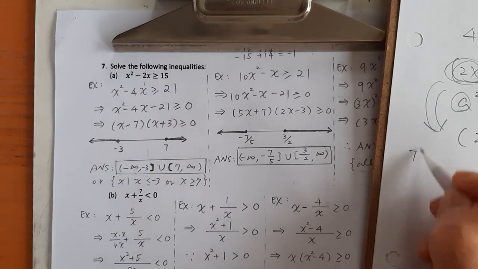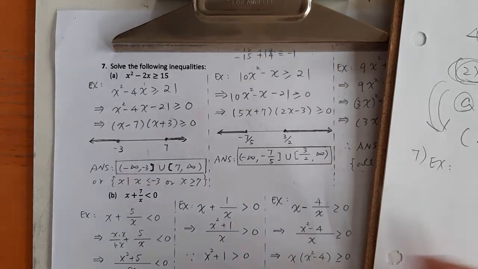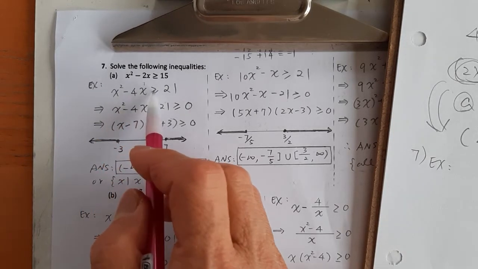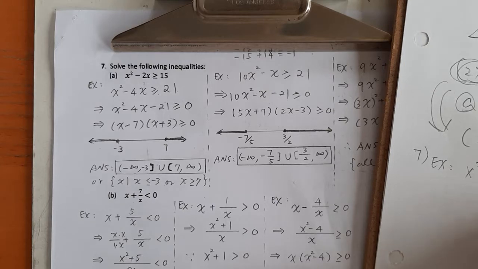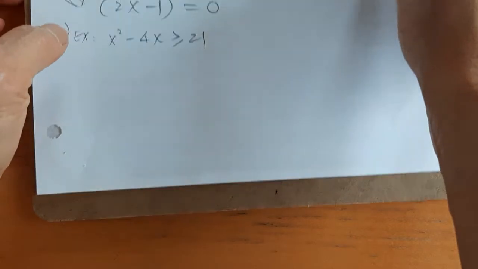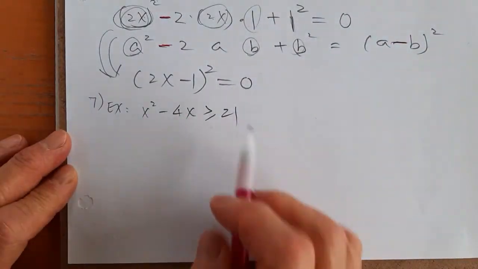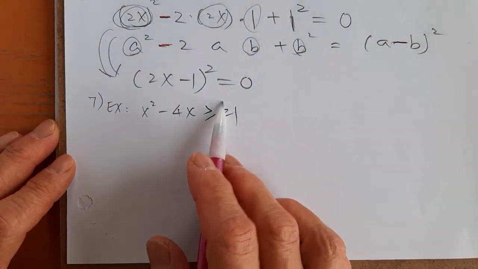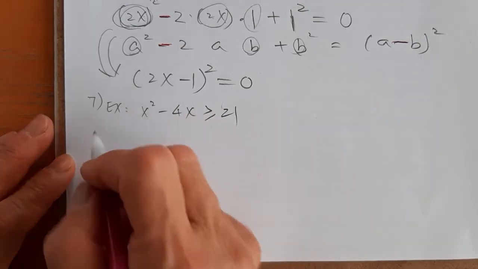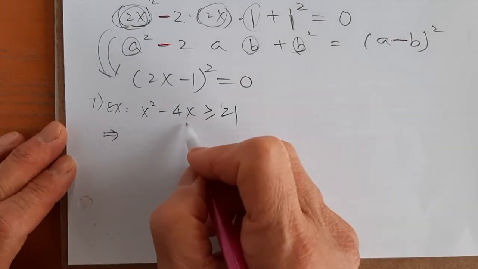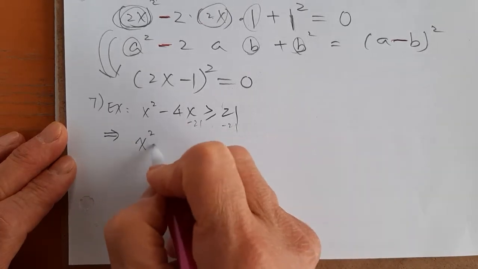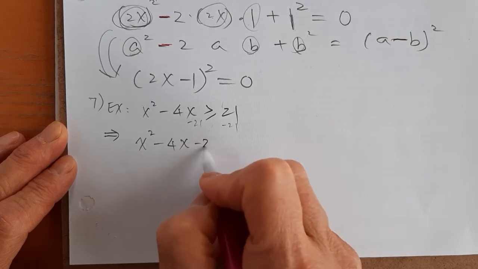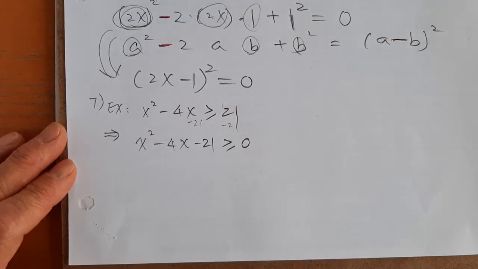Now let's give an example for question 7. I use this: x squared minus 4x greater than or equal to 21. For an inequality, first of all, you have to move all the terms to the left side, and the right side is 0. So you minus 21 from both sides. So you get x squared minus 4x minus 21 greater than or equal to 0.